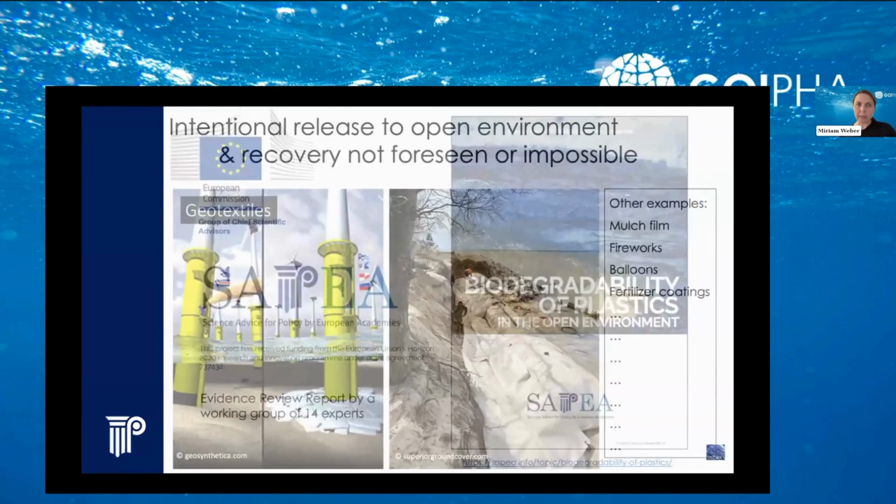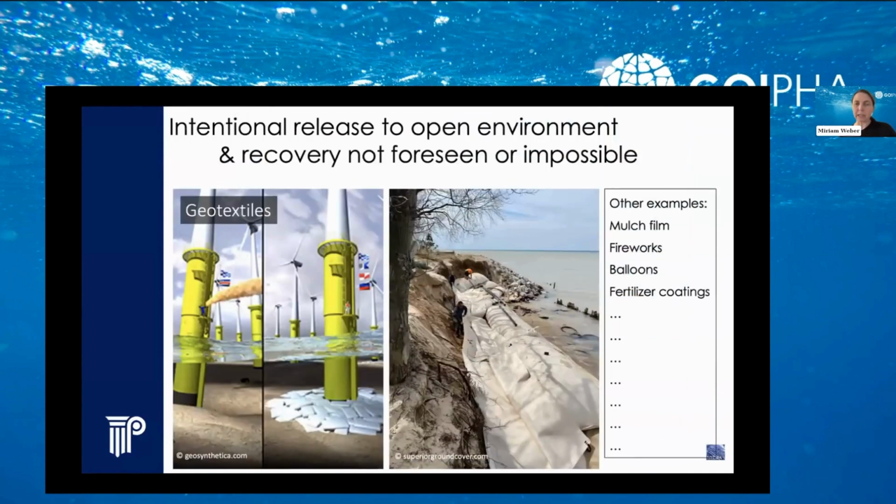We extracted 3 main categories I briefly want to introduce here. We do have intentional release into the environment where recovery is not foreseen or impossible, like shown here in the pictures, examples of geotextiles supporting our coastlines or any kind of construction sites, for example.